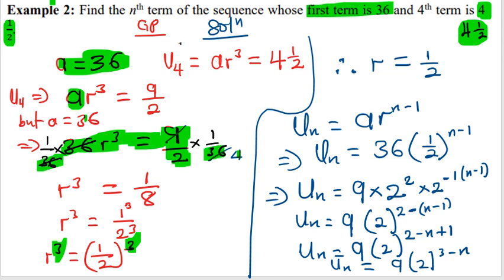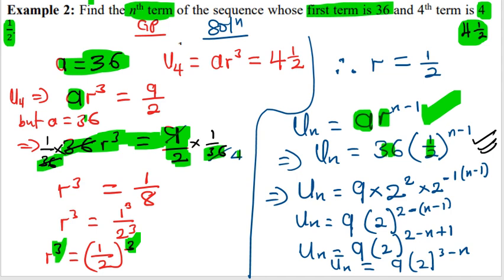Now the question is asking us to find the nth term. Because we are finding the nth term, you have to quote the nth term formula for a GP. Then you substitute A and R into it. So A is 36 from the question, and R is 1 on 2. That is this. You can leave your answer here, but if you are very good in indices, then you can further simplify it.